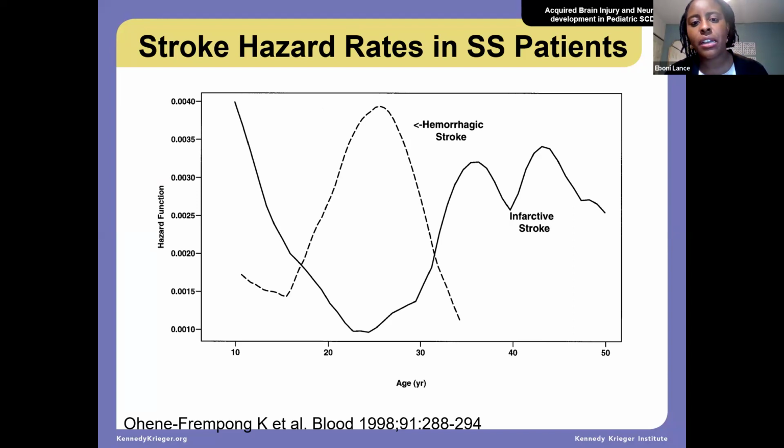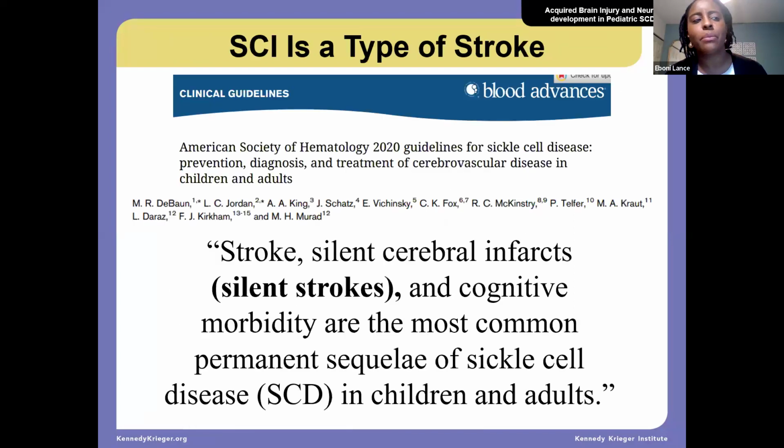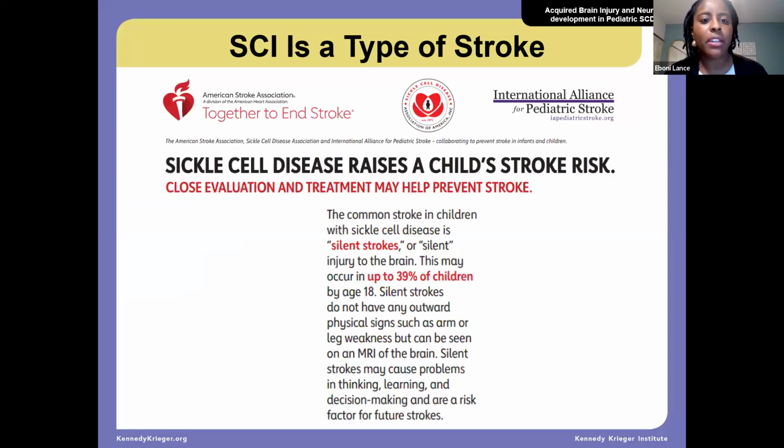And I just want to briefly take a moment to emphasize the point that I'm making about silent cerebral infarcts being silent strokes. Silent cerebral infarcts is a term that a lot of hematologists and sometimes neurologists use with our patients with sickle cell disease. And I feel like it's a misnomer. These are lesions on the brain that have T2 hyperintensities, and they are in fact silent strokes. And that is per the American Society of Hematology guidelines, as well as the American Stroke Association guidelines as well.